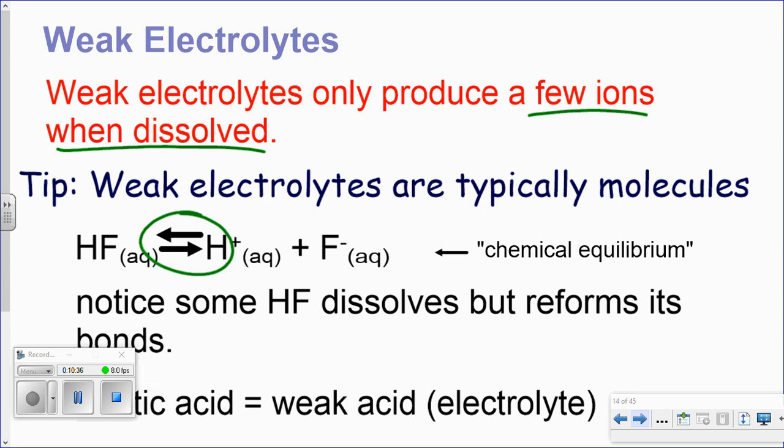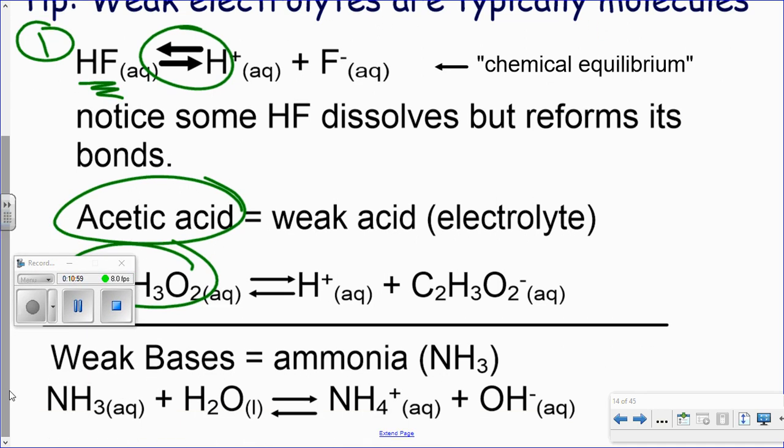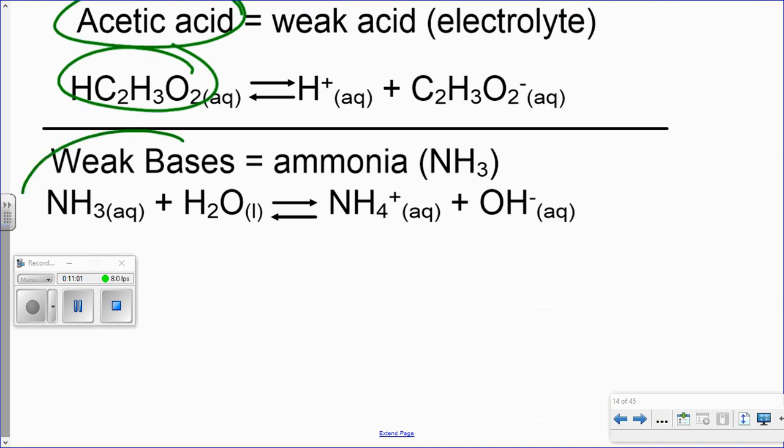I want you to know two weak electrolytes, okay? This is one of them. HF, hydrofluoric acid, is a weak electrolyte. Know that one. While I'm on the topic, acetic acid is right here. Know that one. That one is a weak electrolyte. That's the second one I want you to know. Actually, there's a third one. I apologize, I just saw it now. The third one is ammonia. Ammonia is the only weak electrolytic base I want you to know.